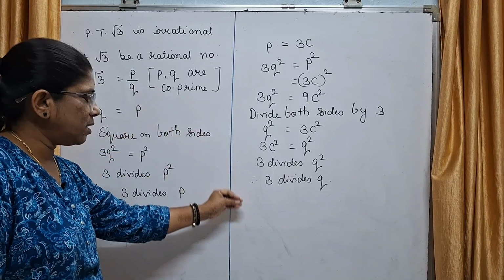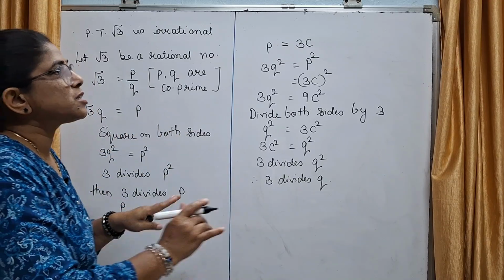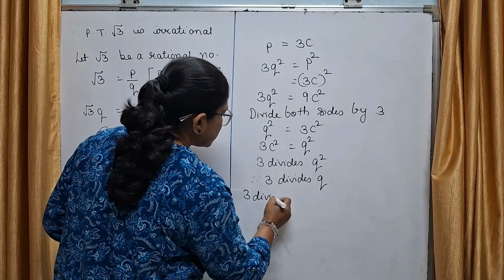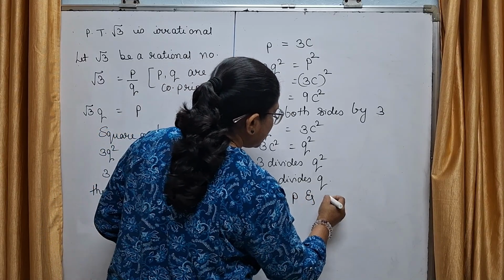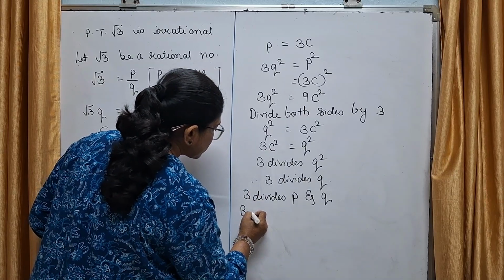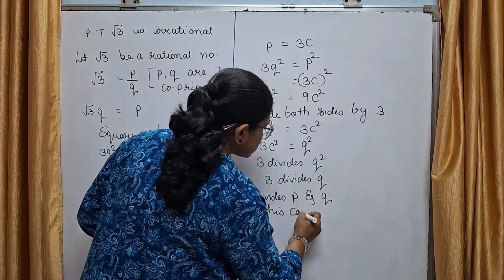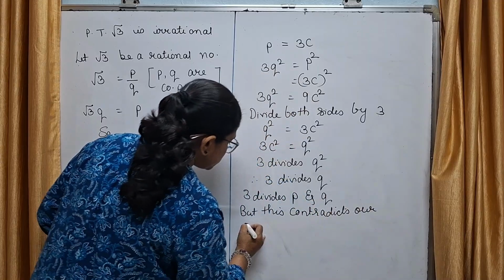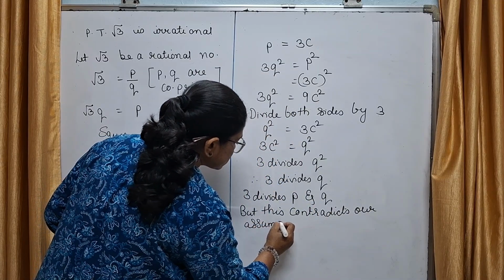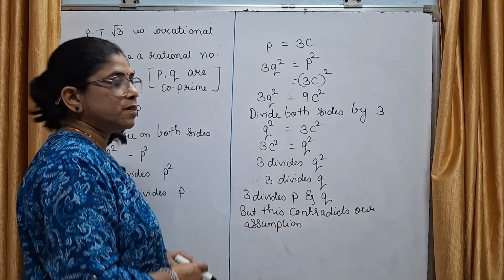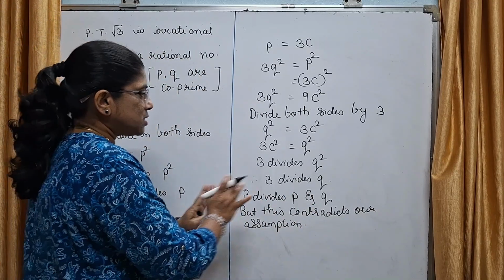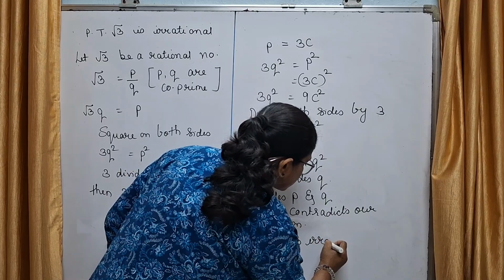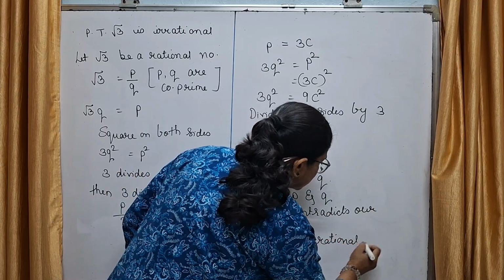So what we get here in our conclusion after solving, it contradicts our assumption. So here we will mention 3 divides P and Q, but this contradicts our assumption. And what is our assumption? That root 3 is rational. This contradicts our assumption and therefore root 3 is irrational.